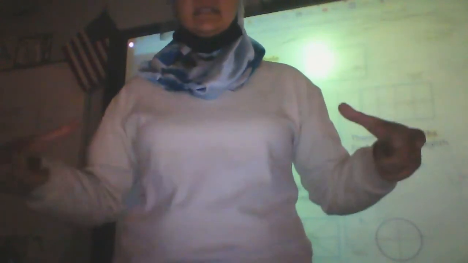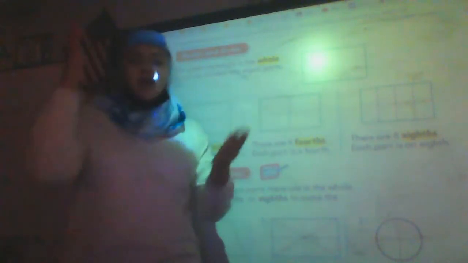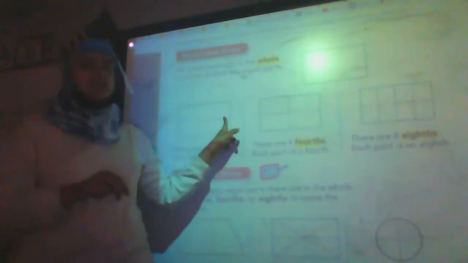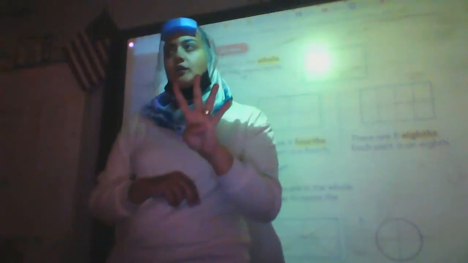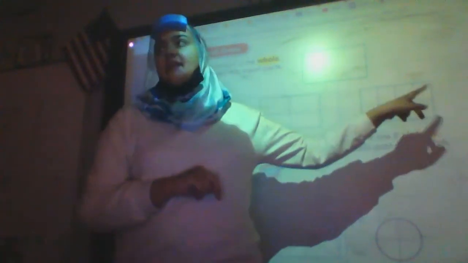That's a whole pizza. That pizza is not cut. Okay? All right. If a pizza is cut into a half, 2 equal parts, then it should look something like this. They're cut into 2 equal parts. If you have a pizza cut into fourths, then there are 4 equal parts. And if you have a pizza cut into eighths, then you have 8 equal parts.